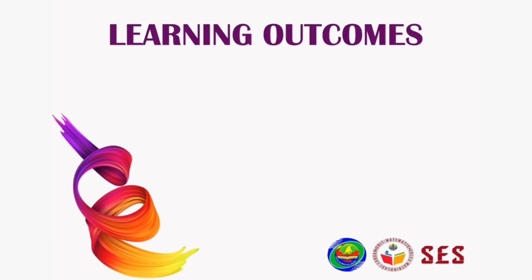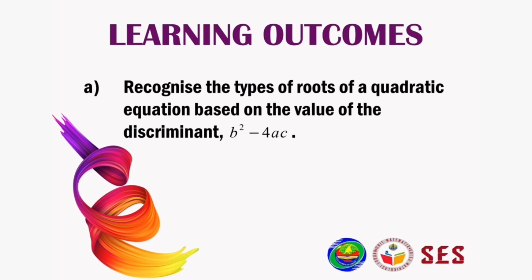By the end of this video, you should be able to recognize the types of roots of a quadratic equation based on the value of the discriminant b squared minus 4ac.